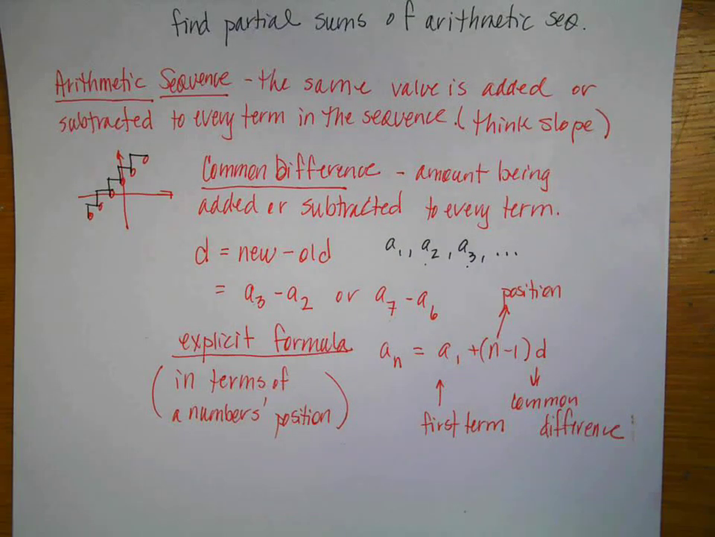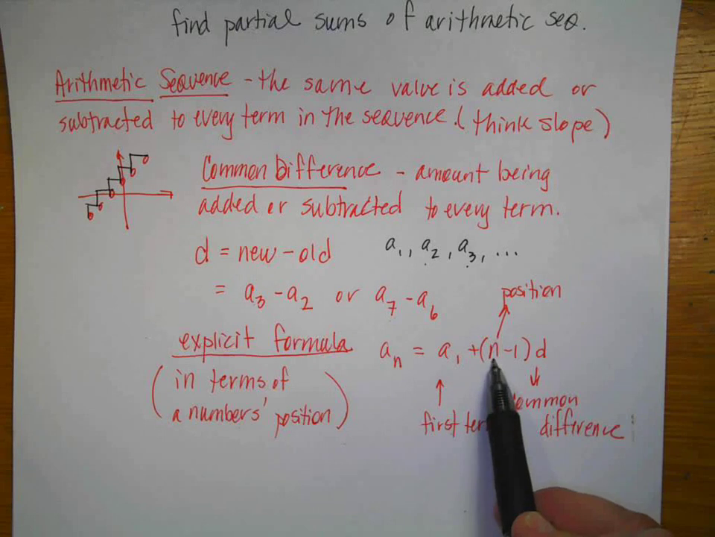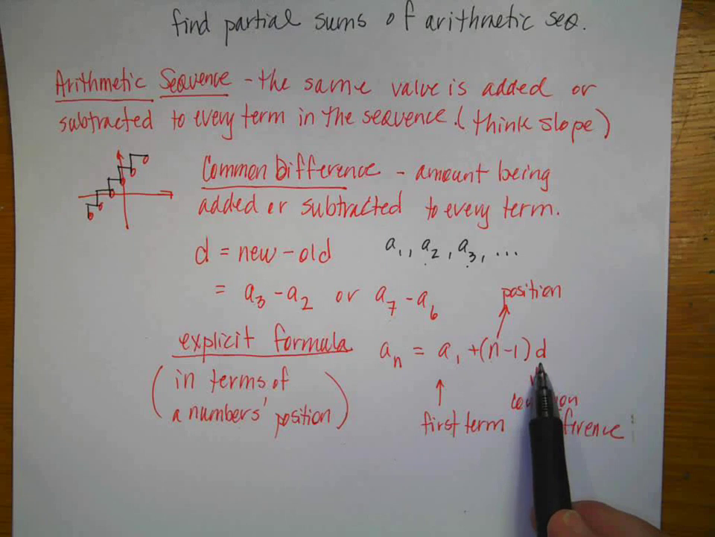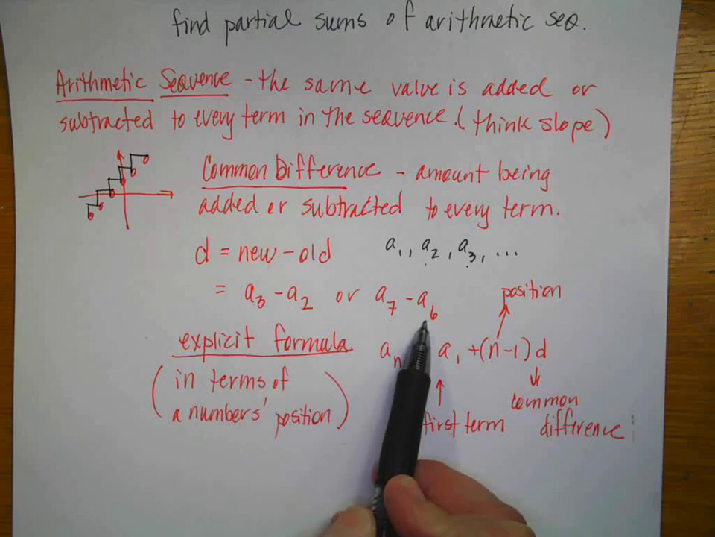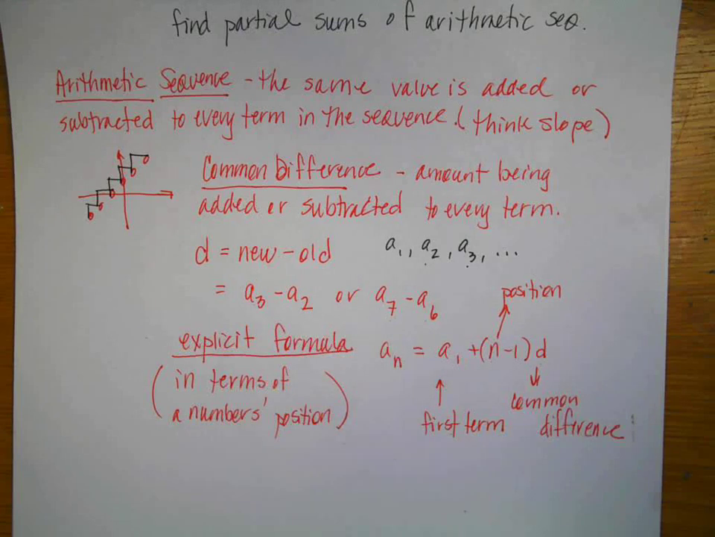One is called an explicit formula. An explicit formula is in terms of a number's position. So for example, a sub n, which means it's a general rule for a sequence, is equal to the first term of the sequence plus n minus 1 times d. Okay, so a sub 1 is the first term of the sequence. Remember, n is a term's position, and d would be the common difference. And if you weren't told what the common difference is, you can find it by subtracting new minus old.